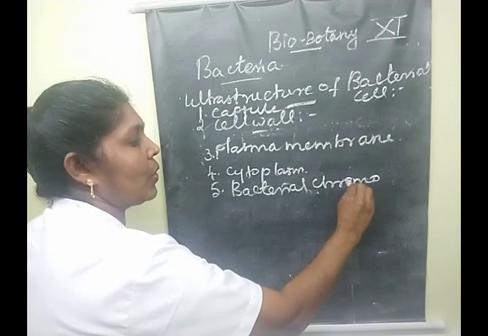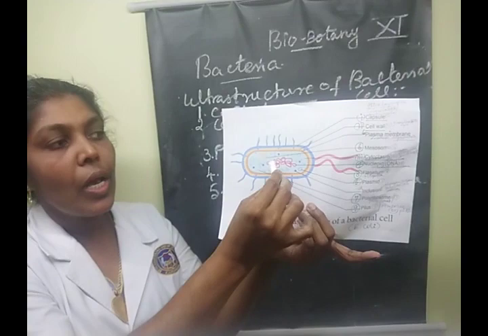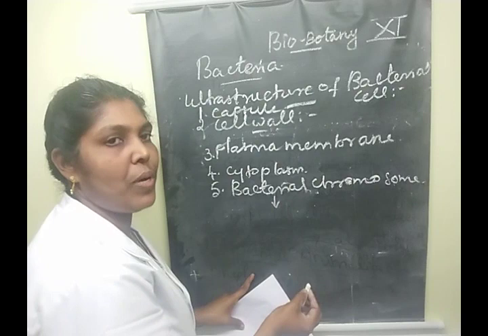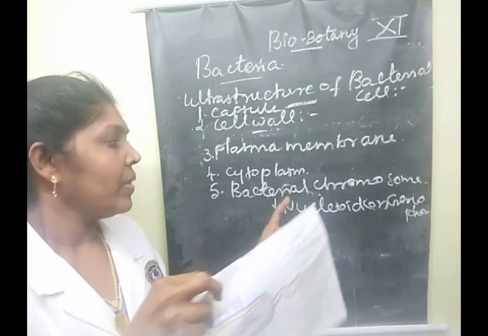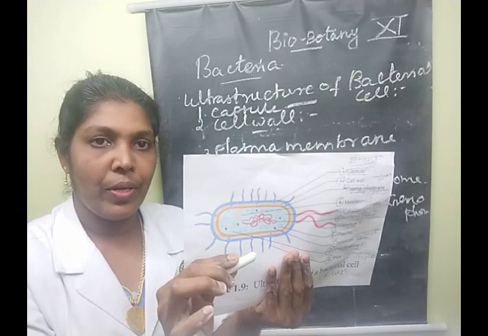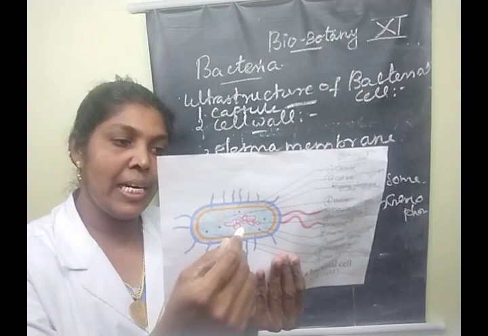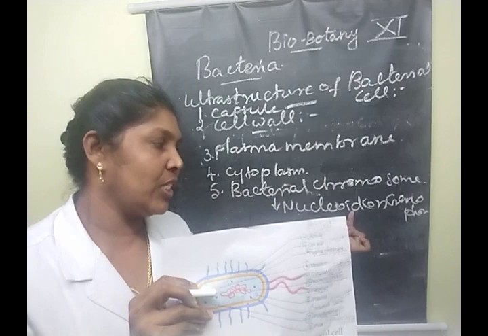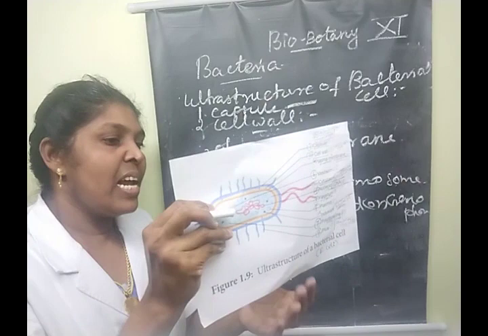Next one is the bacterial chromosome. In the center region, the red color represents the bacterial chromosome. What is meant by nucleoid or genophore? Learn this, as it is one of the 2 mark questions. The bacterial chromosome is a single-stranded DNA that is tightly coiled. This genetic material is known as the nucleoid or genophore. We already learned this point from the general characters. Did you remember that? Yes, very good.